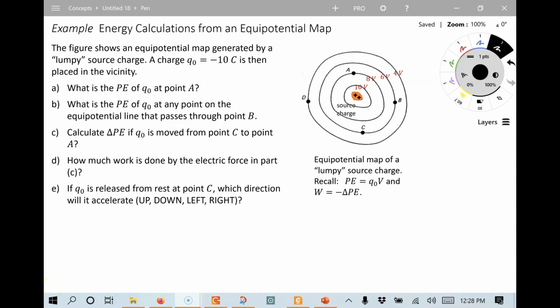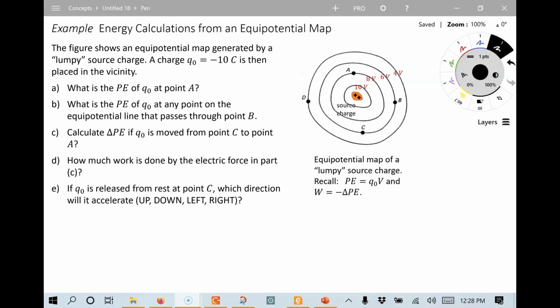Hi, this is an example problem, energy calculations from an equipotential map. So in the previous problem, we saw how to solve problems involving energy using the electric potential. The electric potential can take different shapes.